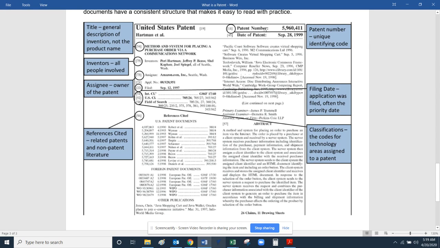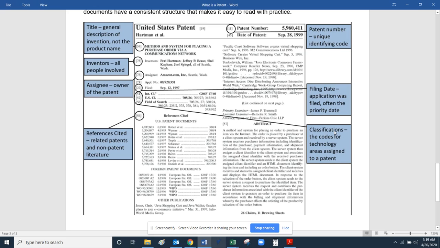Up here on the upper right is the patent number. That is a unique identifying code. So every patent from 1 through the very latest one has its own unique number. The filing date is when the application was filed. That's here.